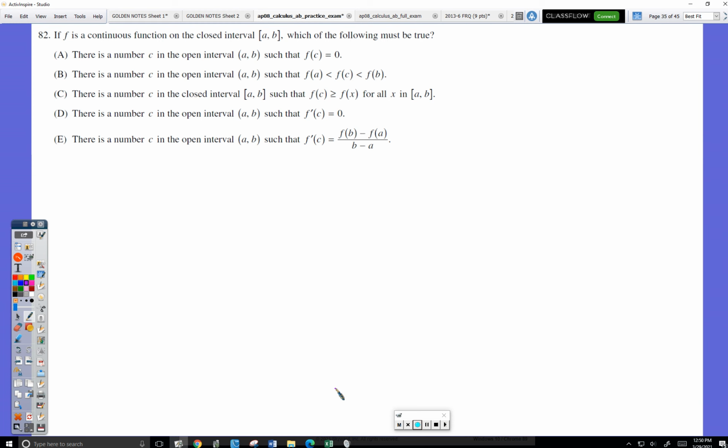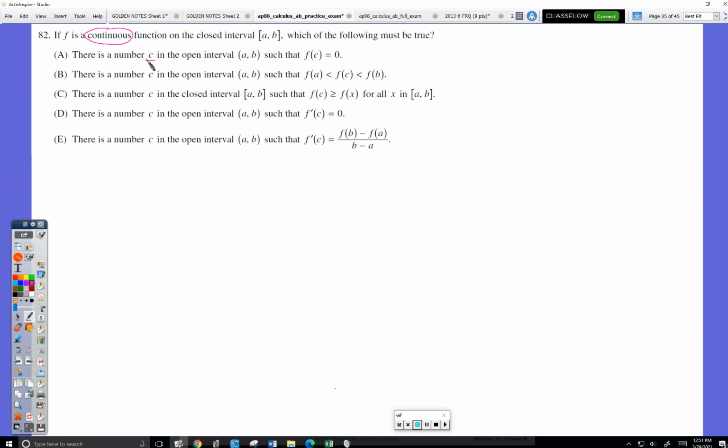It says f is continuous on the closed interval. I don't always think that this is a very valuable clue, but in one of these true-false ones, it's usually essential. Okay, which of the following must be true? So all we know is f is continuous. There is a number c in the interval.